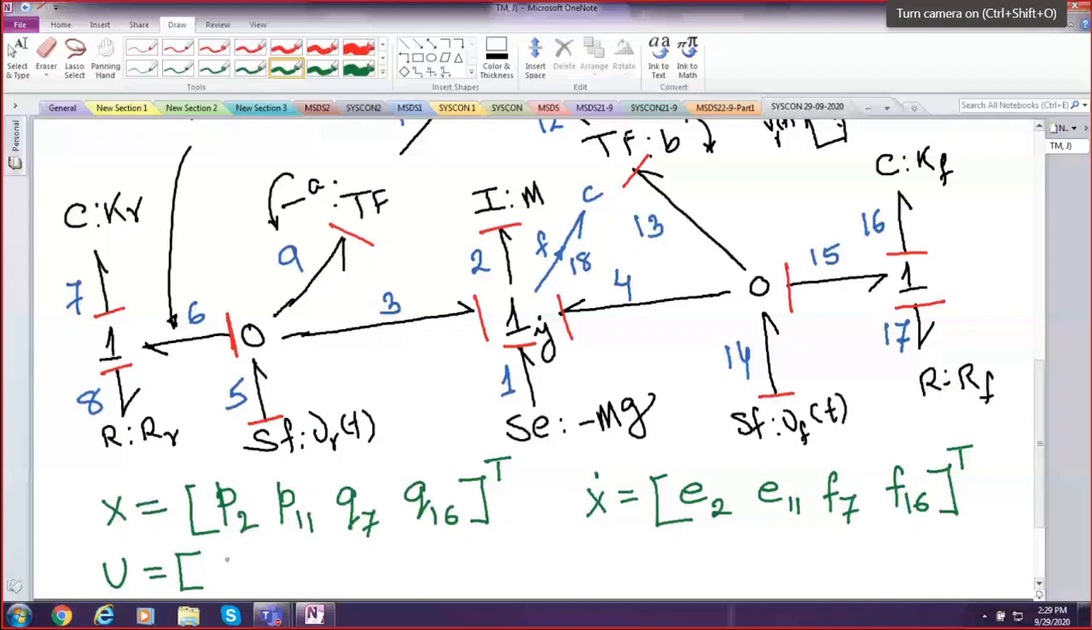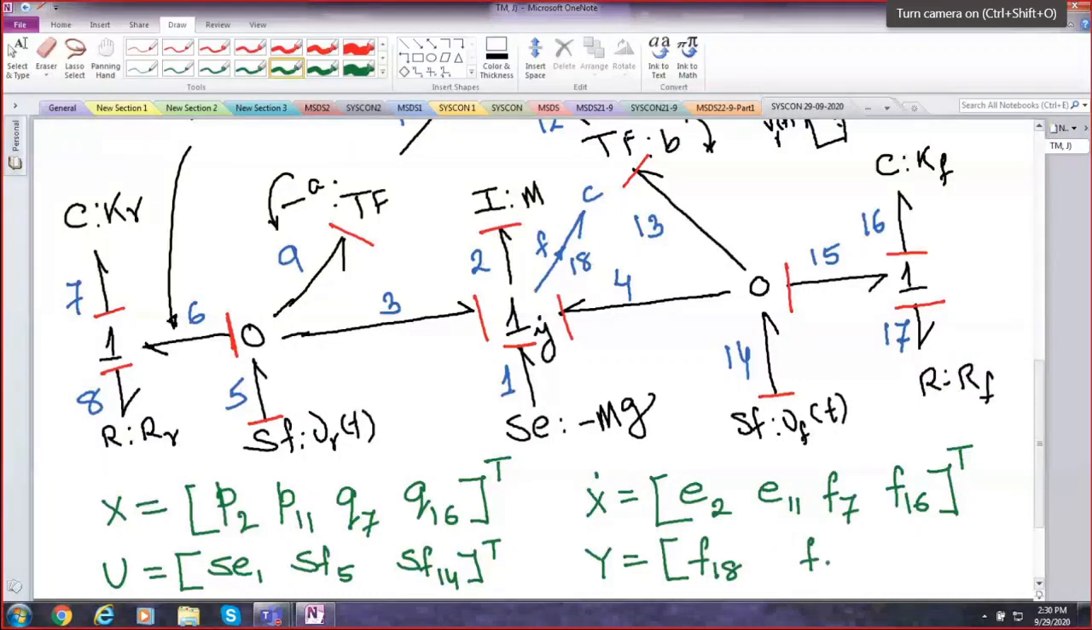We have to take the sensor for the state vector, that's the output. That will be in the Y output vector. So this is SF14, transpose, and Y is our output vector. So we have 18 and 19. This is sensor of flow, flow sensor F18, F19, transpose. So these are our states, derivatives of states, inputs and outputs.